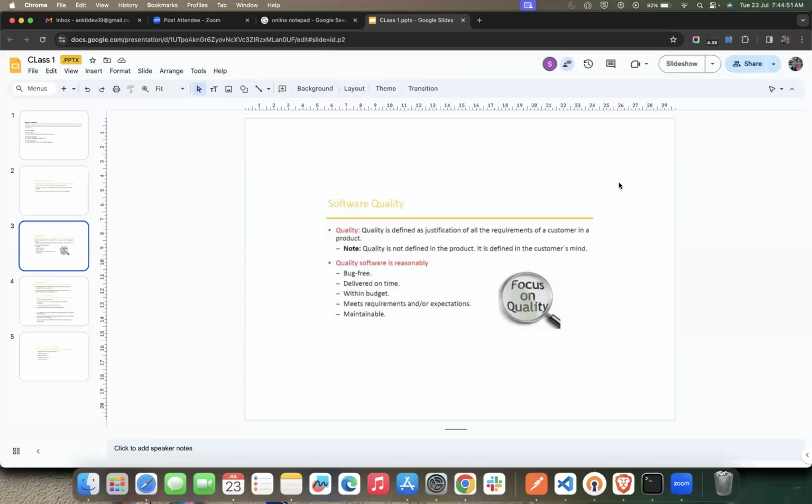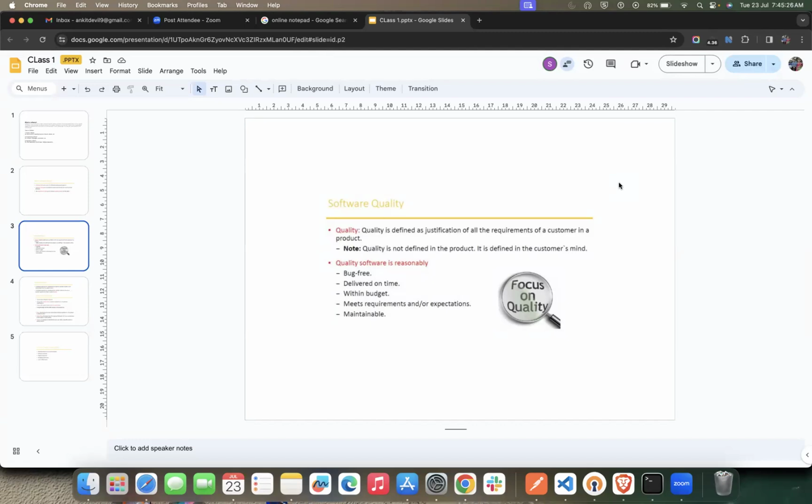Deepen, a question for you. Can a software be bug free? No. Then how can you say that a quality software should be bug free? Software cannot be bug free at all, but we can minimize the defects and increase the quality of the software.